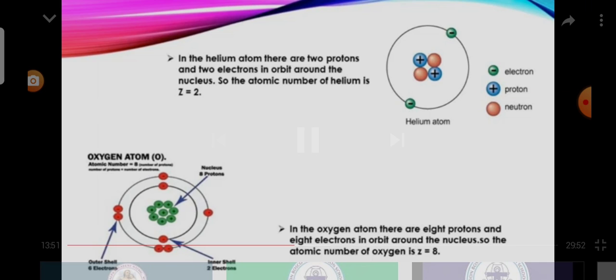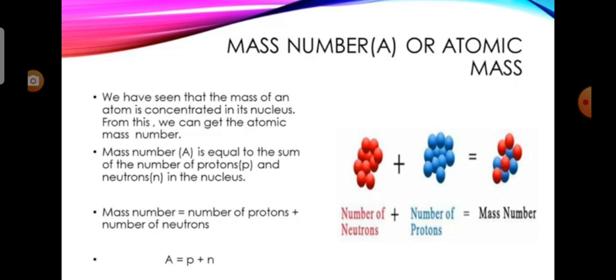The next one is the oxygen atom. In the oxygen atom, there are 8 protons and 8 electrons in orbit around the nucleus. So the atomic number of oxygen is 8. Now the next one is mass number or the atomic mass.